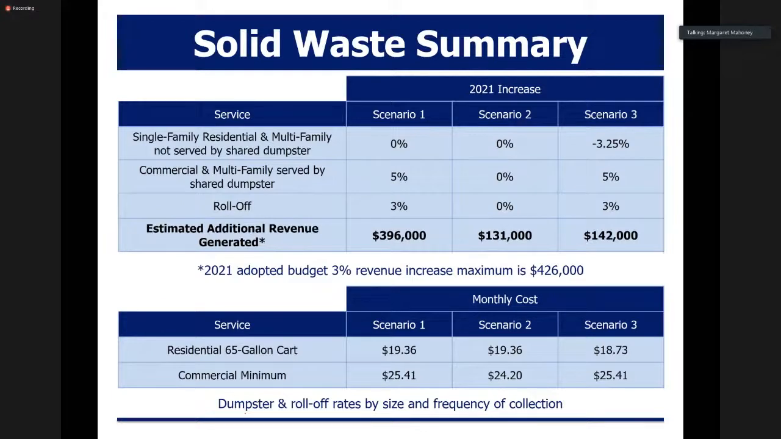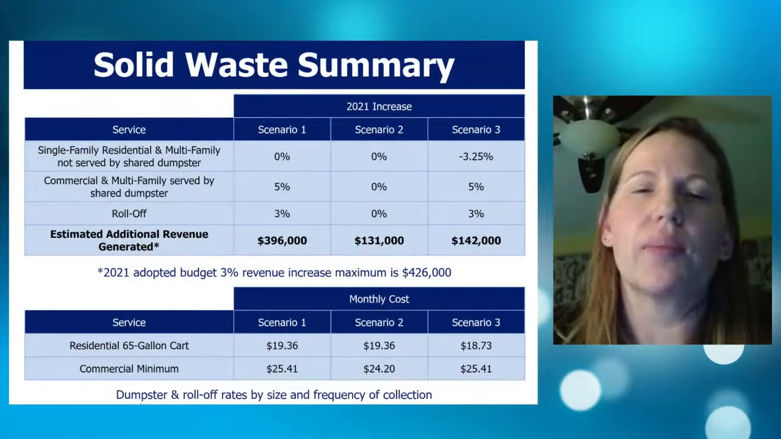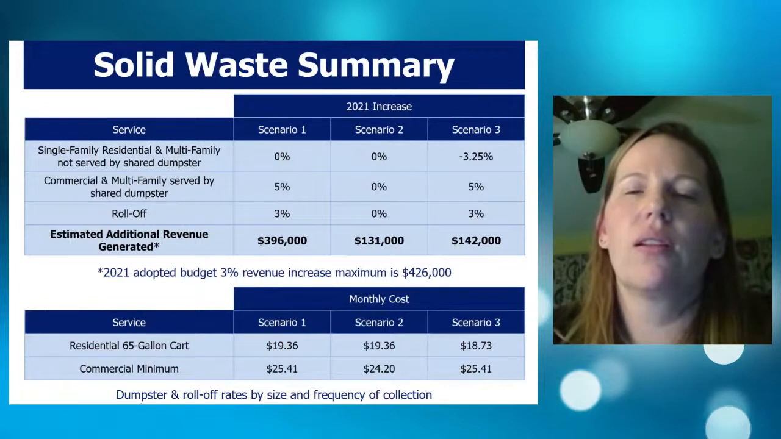And since commercial varies so much by cart size and frequency, really the one rate that we can tell you is that the commercial minimum rate of $24.20, that's the Lawrence 2020 rate. We can give you that comparison. So in scenario one, that is a 5% increase. Scenario two, that's the 0%. And of course, in scenario three, that's the 5% increase again. And just to note that we can't really give an average for dumpster and roll-off rates, because they vary so much.